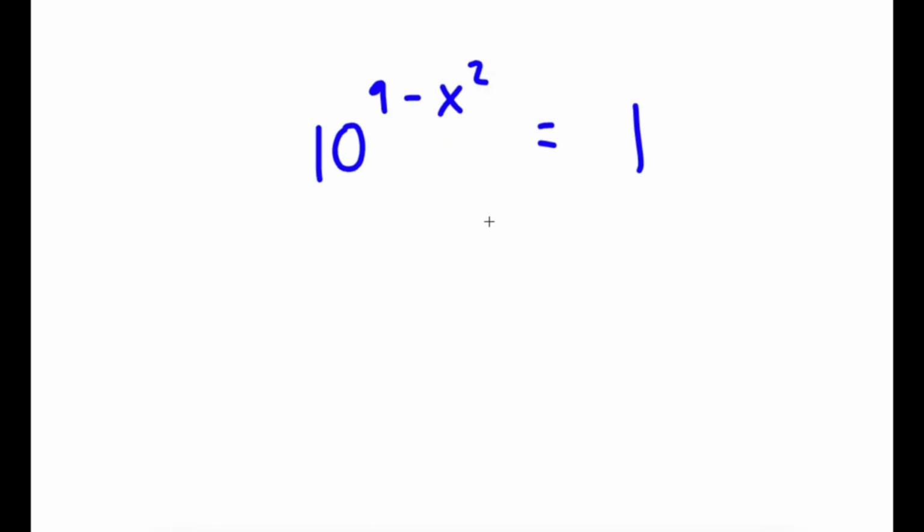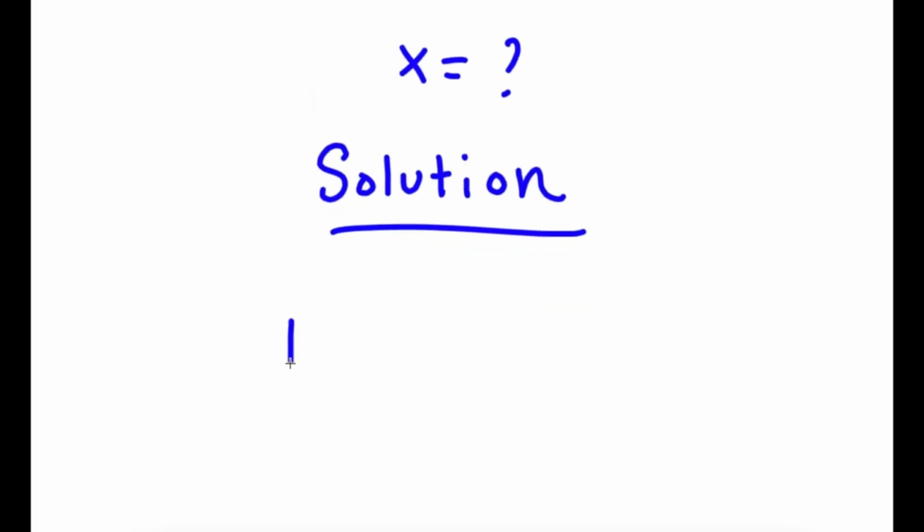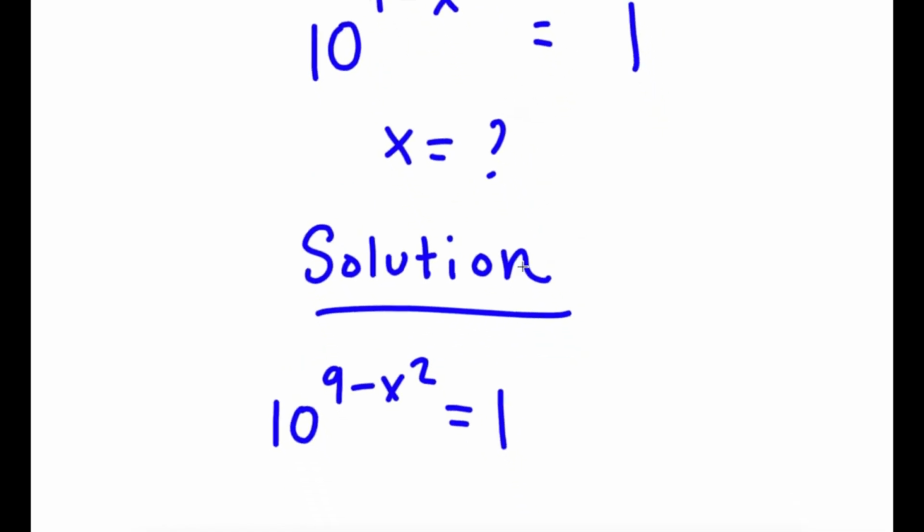Alright, so in this problem, I have 10 to the power of 9 minus x squared is equal to 1. So I obviously want to find the value of x for this problem. So for my solution, I first start with 10 to the power of 9 minus x squared is equal to 1.